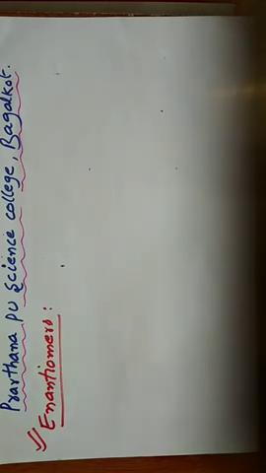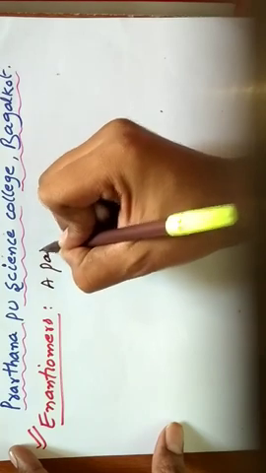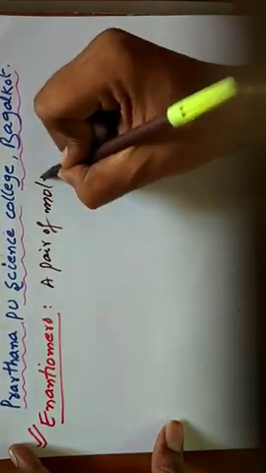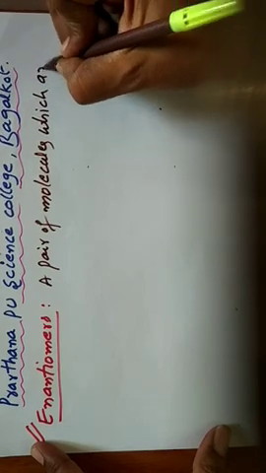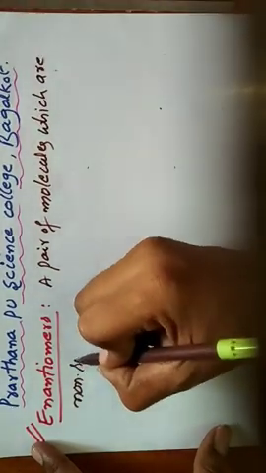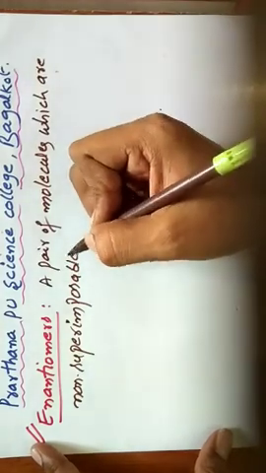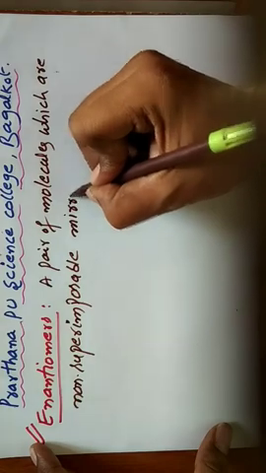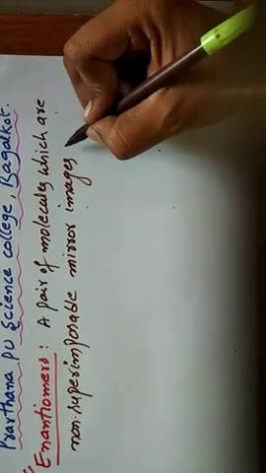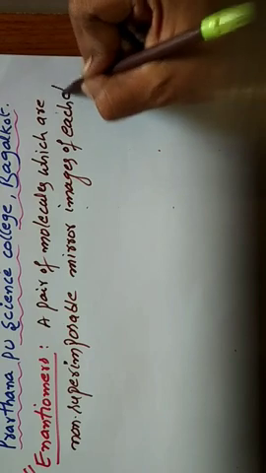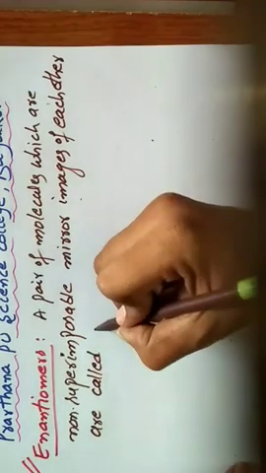So once again, enantiomers means a pair of molecules which are non-superimposable mirror images of each other are called enantiomers.